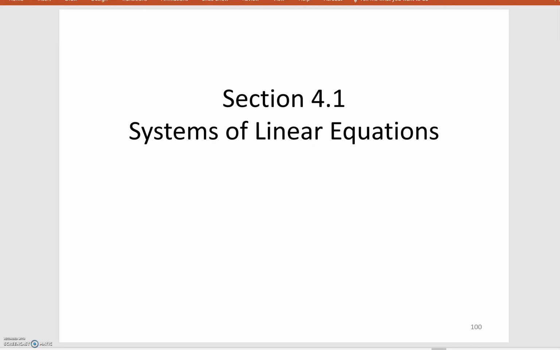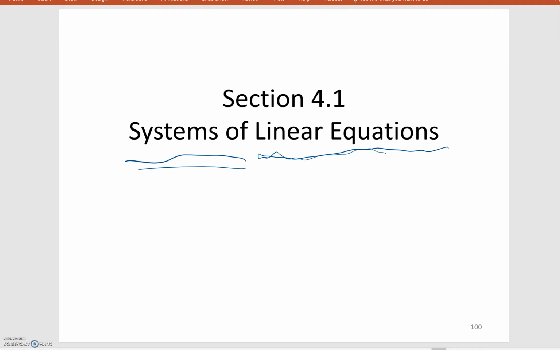Section 4.1, Systems of Linear Equations. So we have been studying logarithmic models and logarithmic regression and exponential regression and so forth. And now we're actually going to jump back to chapter 4, and really we're going to return to talking about linear functions and linear modeling, but we're going to do it at a more advanced level. So as you can see here, this is systems of linear equations.